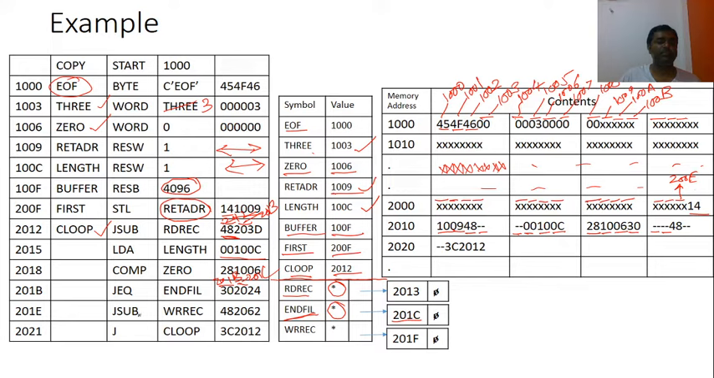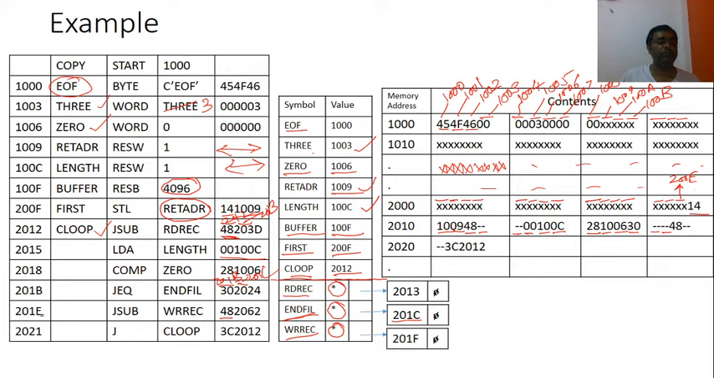The next instruction is JSUB WRREC. I know the opcode corresponding to JSUB, that is 48. Just check WRREC in the symbol table. It is not present, so insert WRREC here and mention that it is undefined.